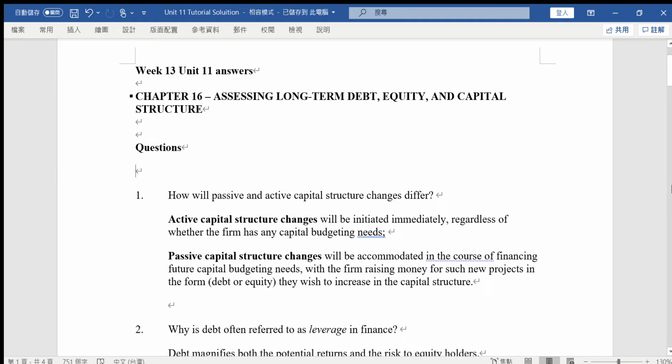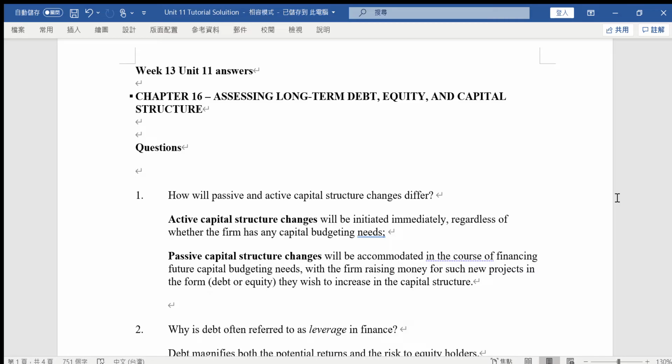Good afternoon. This is the online tutorial class on Unit 11, Assessing Long-Term Debt, Equities, and the Capital Structures. Now we look at tutorial question number 1. How will passive and active capital structure change differ?